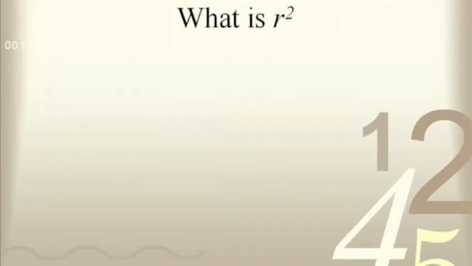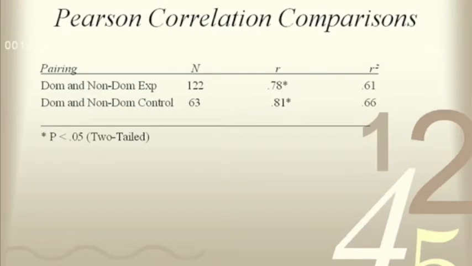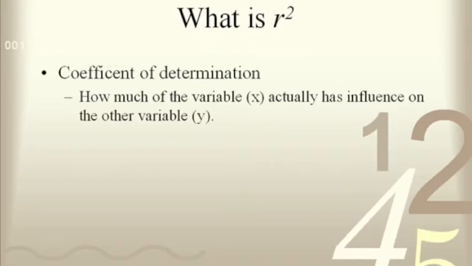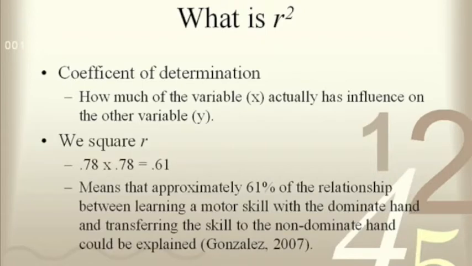Just so you know what R squared is, you can see that on the chart here. R squared is called the coefficient of determination. This tells us how much the variable x actually has an influence on the other variable y. What we do is we square R. For our example, we squared 0.78 times 0.78, which equals 0.61 rounded up. What this means is that approximately 61%, we take 0.61 times 100, gives us 61%.